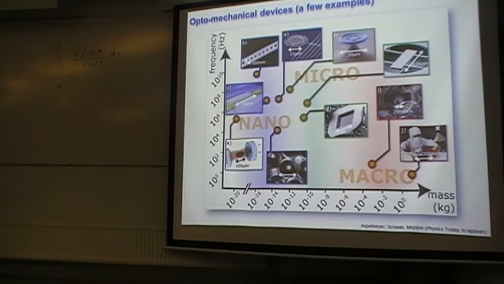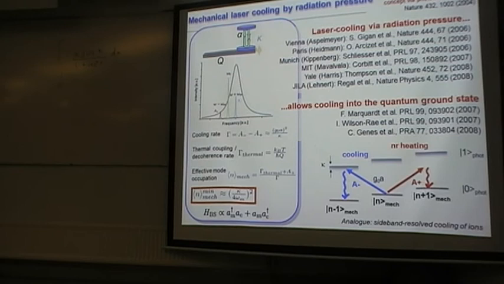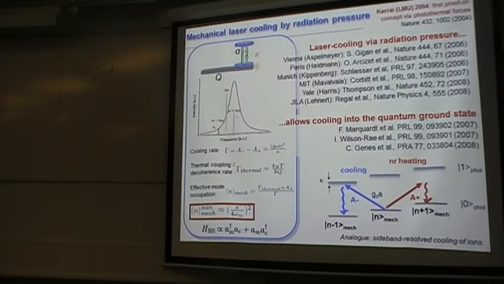Okay, now, I told you we have those interactions, so let's make use of them. With respect to cooling, this was actually the first thing that was realized by this community. It started essentially in 2004 with a work by Karrai, and then we used photothermal forces for cooling, and then we started in 2006 with works in radiation pressure, and as you can see, back to back with many, many other groups around the world.